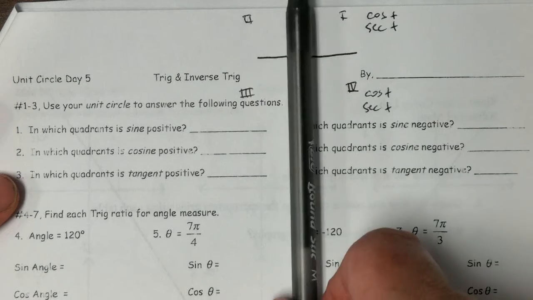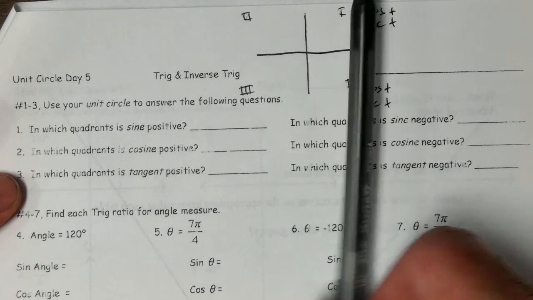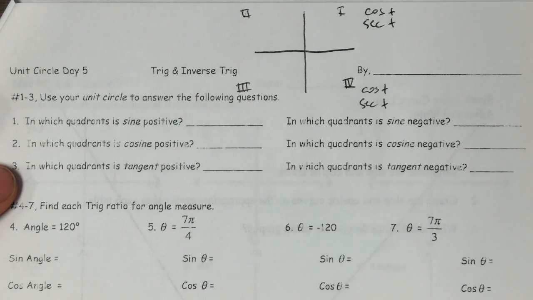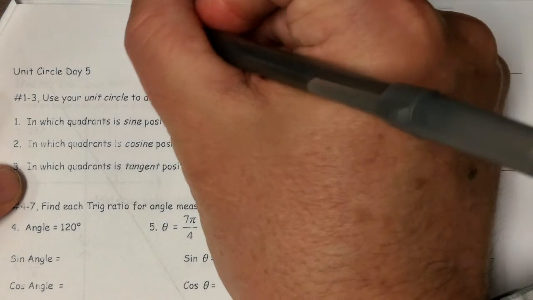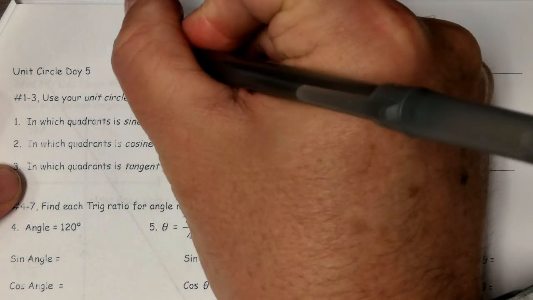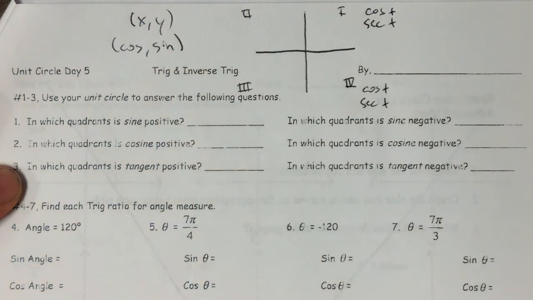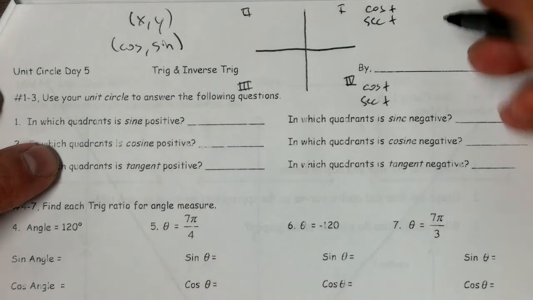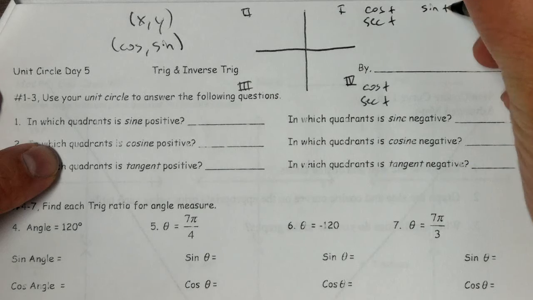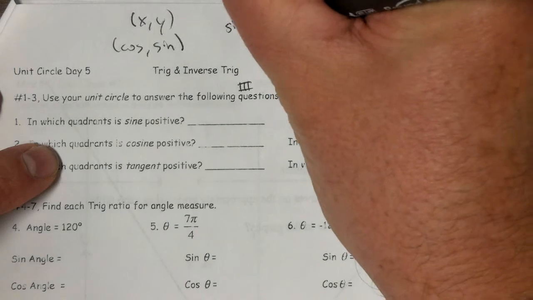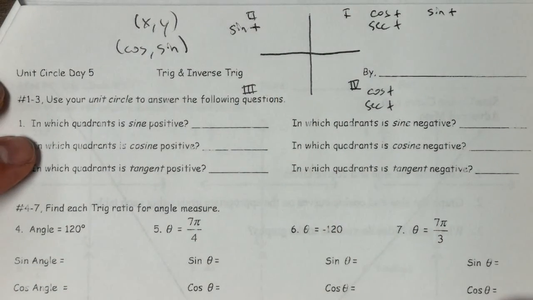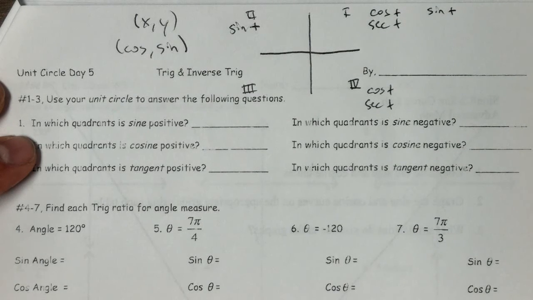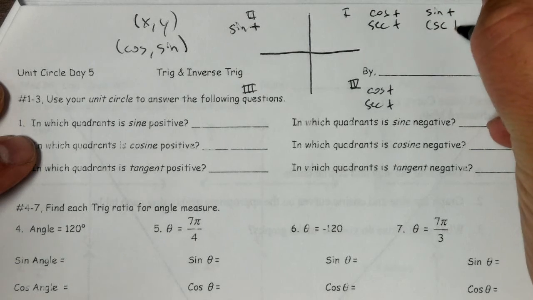So remember, if it's to the right, then cosine is positive. If it's to the left, cosine is negative. So remember, it goes x comma y with cosine comma sine. Sine would be positive up. So sine is positive here as well as here. Sine relates to y, and so it's positive up. And then the partner of that would be cosecant.